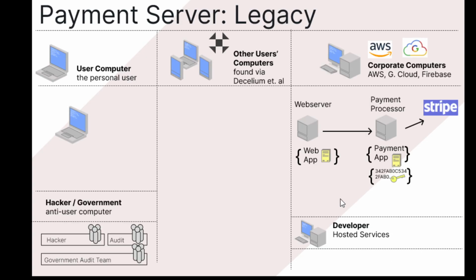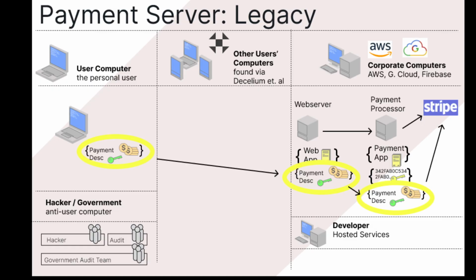The status quo looks like a developer sets up a web app and a web server and a payment processor that connects to Stripe. They upload the web app and the payment app, which is going to be a more secure, smaller app with any secrets or keys to cloud services. They set up all the permissions and everything, and then they have to manage those corporate assets.